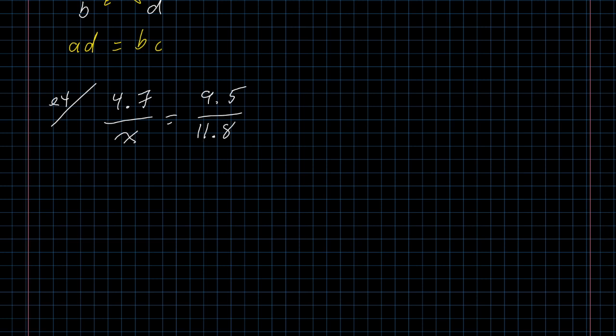So let's just dive in with an example here. I've got some, well, kind of ugly decimal numbers. Let's assume that these are all approximate values. 4.7 over x is equal to 9.5 over 11.8. So following the cross product test, that means that it must also be true that 4.7 times 11.8 is equal to x times 9.5.